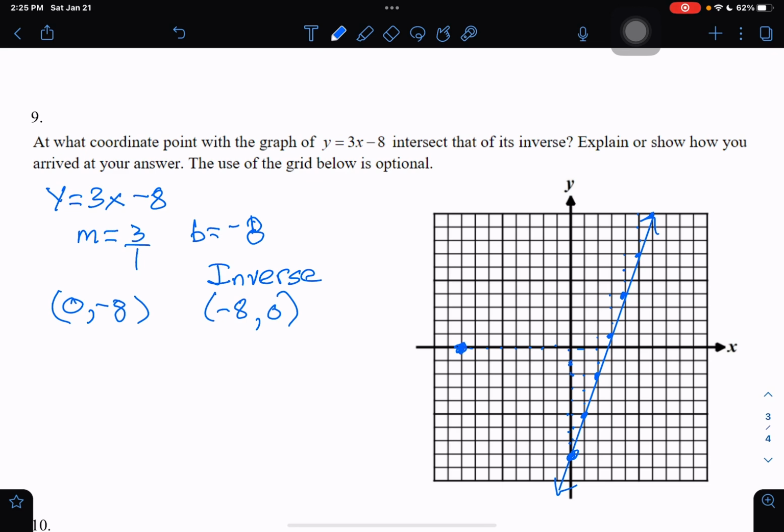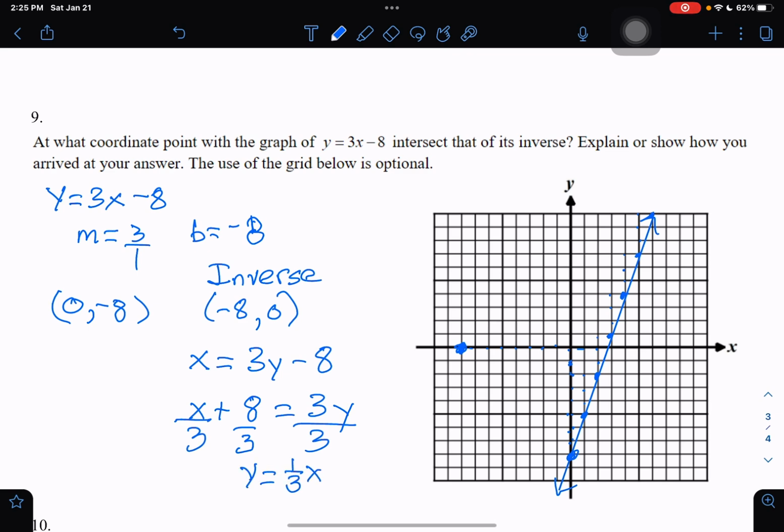It's this point here. And really, if you wanted to, instead of doing all those points, you could do it by finding the inverse, switching x and y, and then solving. So this is x plus 8 is equal to 3y. Divide by 3. So y is equal to 1/3 x plus 8/3. Now 8/3 is hard to find on the x-axis. It's 2 and 2/3, and you'd have to deal with fractions of units.